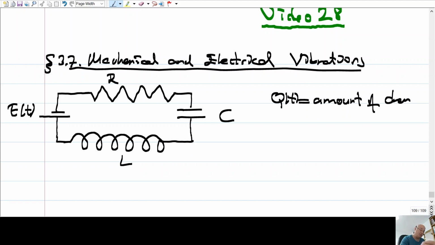Electrical vibrations. Suppose we have a circuit like this, an RLC circuit. R is the resistance, C is the capacitor, and L is the inductor, and E(t) is the external potential applied to the circuit. Let Q(t) denote the amount of charge in the capacitor C.